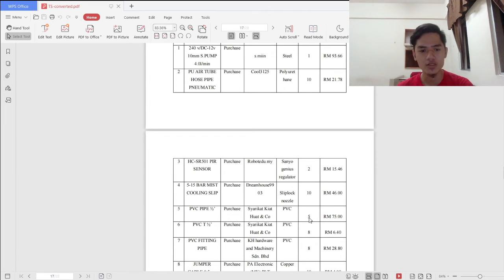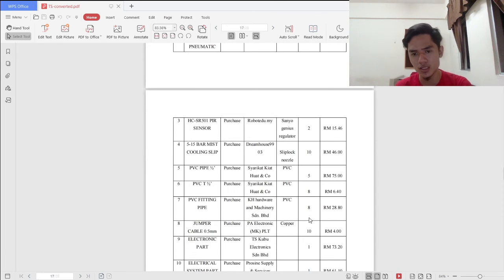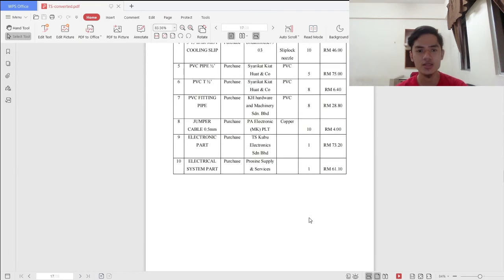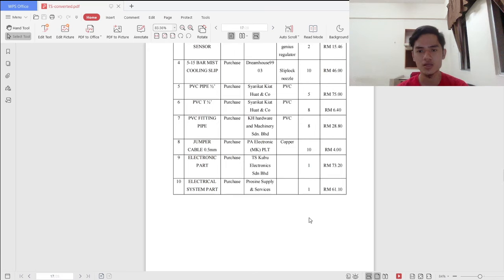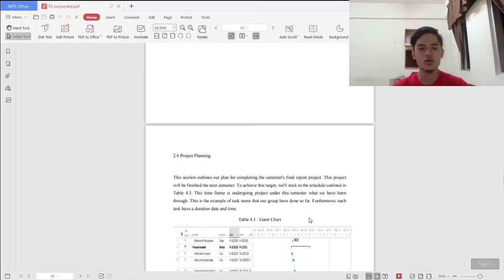For the PVC pipe, we have 3 types: PVC pipe half, PVC T half, and PVC fitting pipe. All the material is made from PVC and the prices are 6.40, 28.80 ringgit Malaysia. For the jumper, we are buying some cable. The diameter is 0.5 millimeter. It's made from copper and the price is 4 ringgit for 10 quantity. And then for the other electronic part and electrical system part, we are buying for 73.20 and 71.10 ringgit Malaysia. Okay, now we are looking at the project planning.